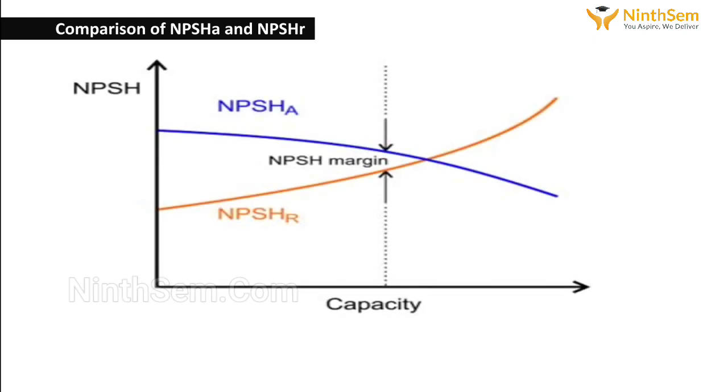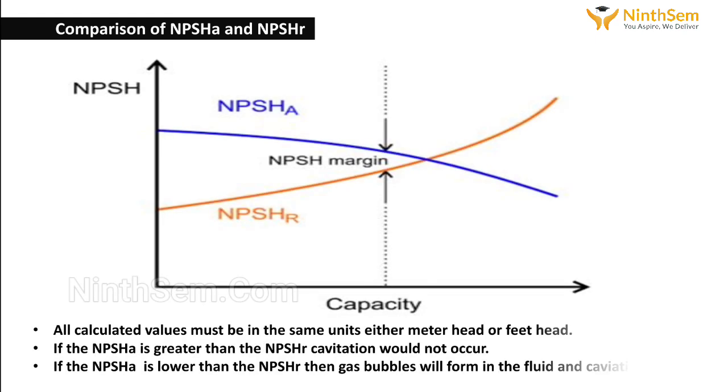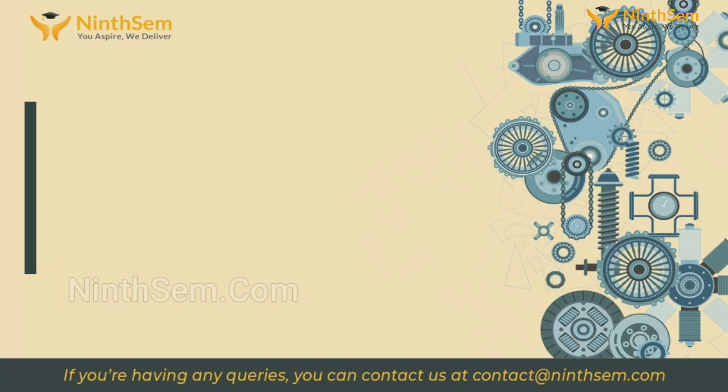Let's discuss the comparison of NPSHA and NPSHR. All calculated values must be in the same units, either meter head or feet. If the NPSHA is greater than the NPSHR, cavitation should not occur, and if the NPSHA is lower than the NPSHR, then gas bubbles will form in the fluid and cavitation will occur. So these are the things which we require during any pump head calculation.